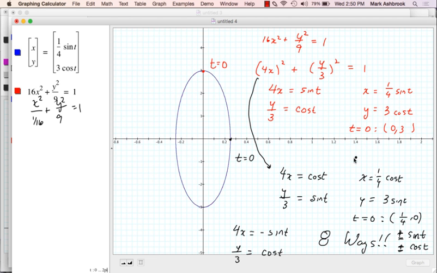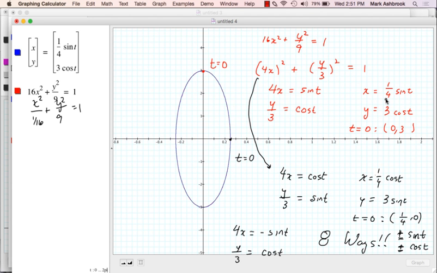So Mark, to find the direction, let's say we take the derivative of 3 cosine t, where you get 3 times negative sine t. If you want to do dy/dt, yeah, so we get 3 negative sine t evaluated at 0, and that'll give 0. No, I'm sorry, so then we take the derivative of 1/4 cosine t. So this one would be dx/dt. We get negative 1/4 sine t, which would be positive.